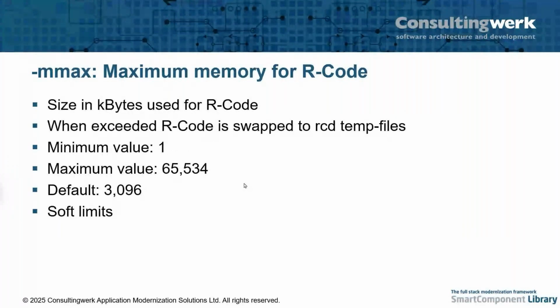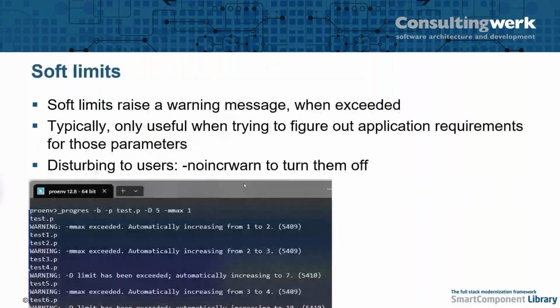And related to that is the MX startup parameter. That's the memory used for caching, for keeping R code in memory. It's expressed in kilobytes. When that's exceeded, then the R code is swapped into these RCD temp files. Default value is 3000K, so 3 megabytes. Maximum value is 65 megabytes. Minimum value is 1K. It's also a soft limit, so it's increasing automatically.